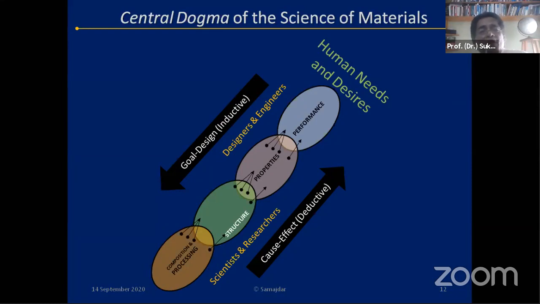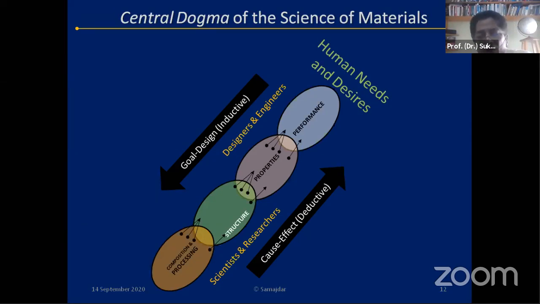Here I come to the central dogma of the science of materials. Essentially, human needs and desires require performance. Whatever it is, for example, the computer or the implements in the kitchen, what we are interested in is whether it can perform what it is meant for. And performance is essentially governed by the properties. So the computer screen is made out of, say, Gorilla Glass. Its properties are different from the kitchen implements. Many of those things might be made out of plastics or metals, aluminum and steel. And these properties, in turn, are determined by structure.